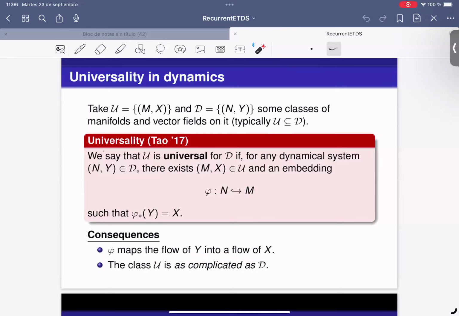And in particular, this means that U is as complicated as D, meaning that if you want to, let's say, classify dynamical systems in D, then you know that in particular you must be able to classify dynamical systems in U, because any dynamical system in U can be represented as a dynamical system in D. So the other way around.